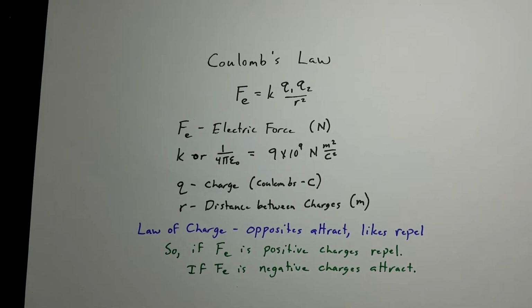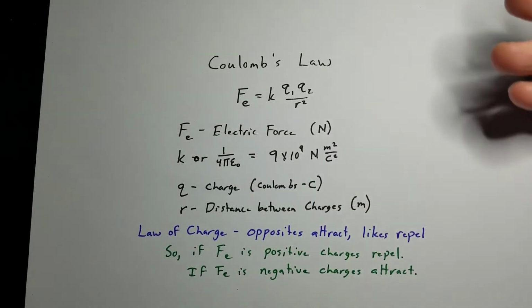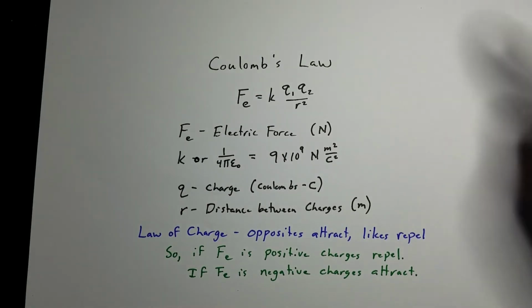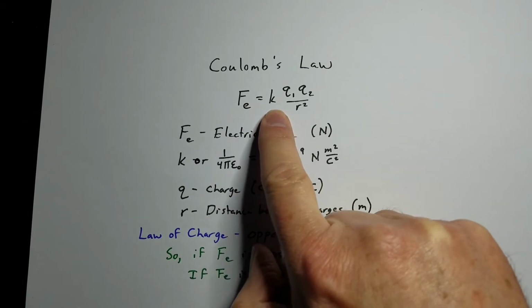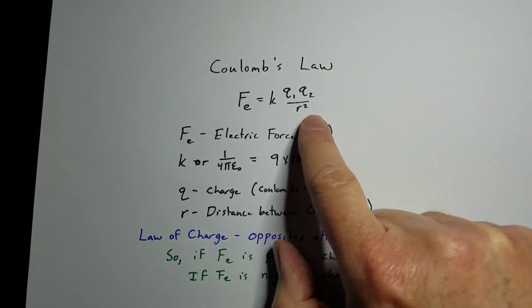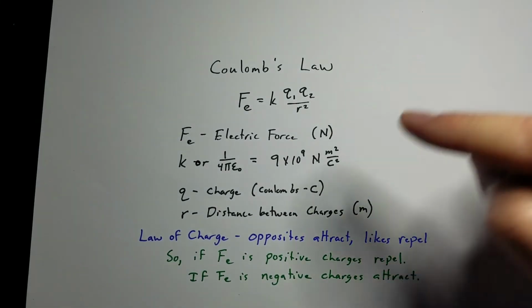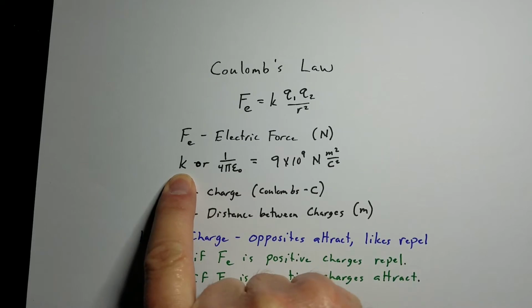Coulomb's law looks a lot like the universal law of gravity equation, in the same inverse square format, where the static force or electrical force is equal to a constant times two charges divided by the distance between the charges squared. Now that K is an electrical constant. A lot of times we use K.